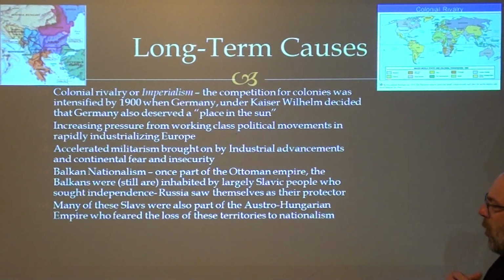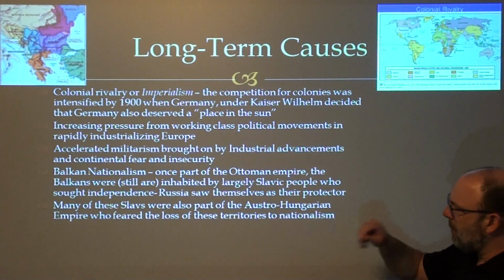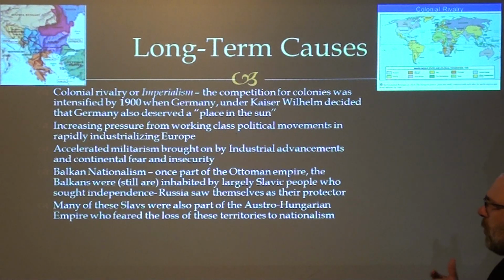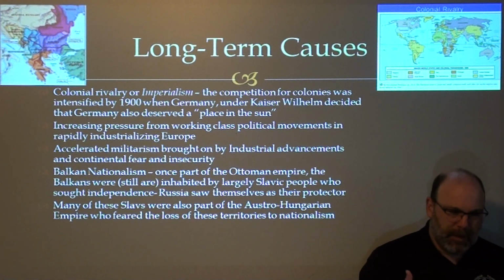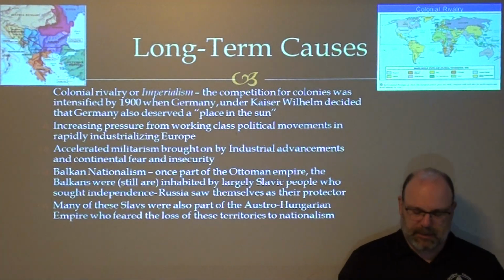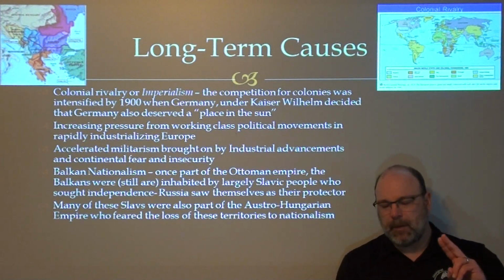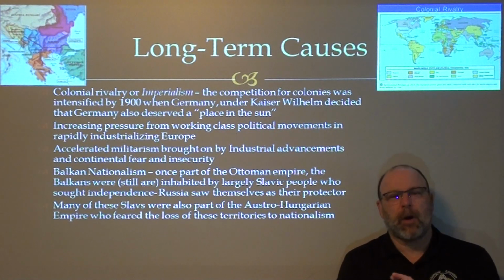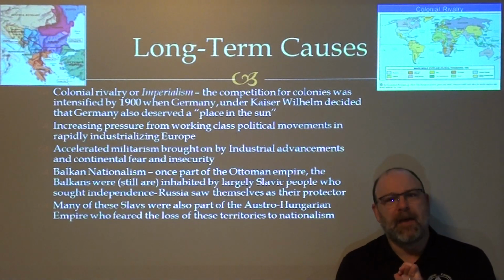Many of these Slavs were also part of the Austro-Hungarian Empire, who feared the loss of their territories to nationalism. A couple of things we need to put in context. Tsarist Russia and Austria-Hungary were extremely ethnically diverse.